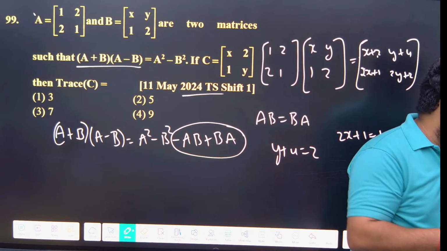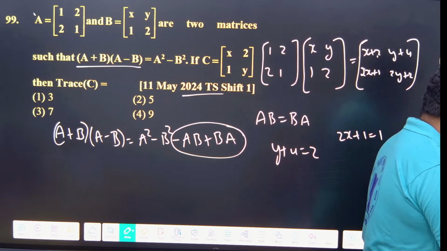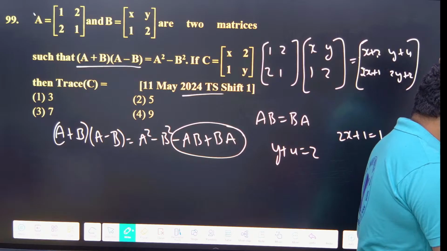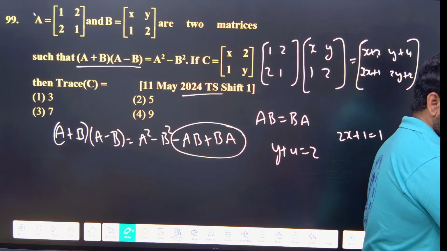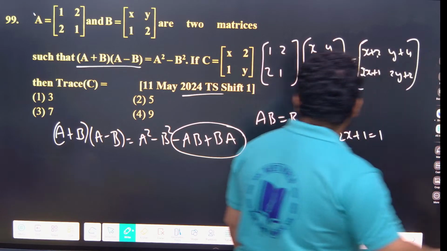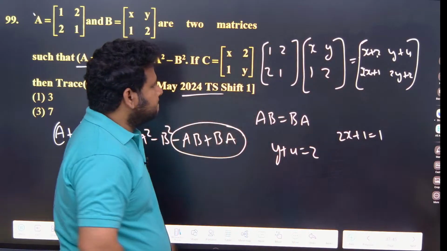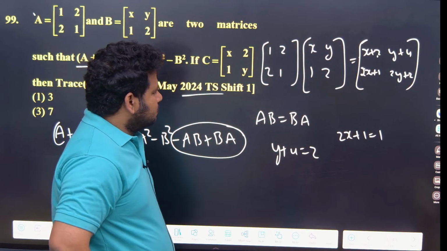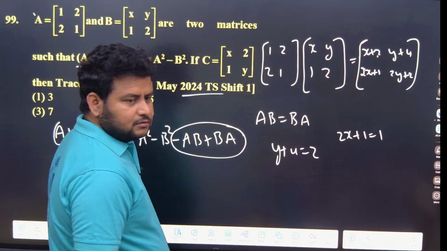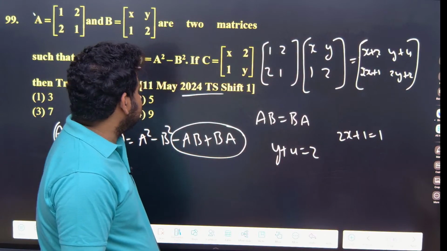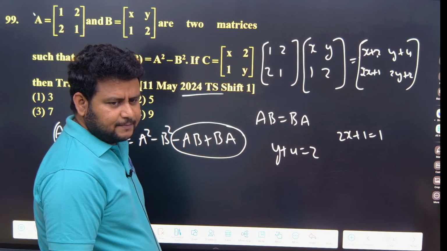See, trace of, what does trace mean? It is nothing but the diagonal elements you have to add. Sum of the diagonal elements is called trace of the matrix. So what will you do here? What are you getting? It is coming not equal. AB is not coming equal to BA.